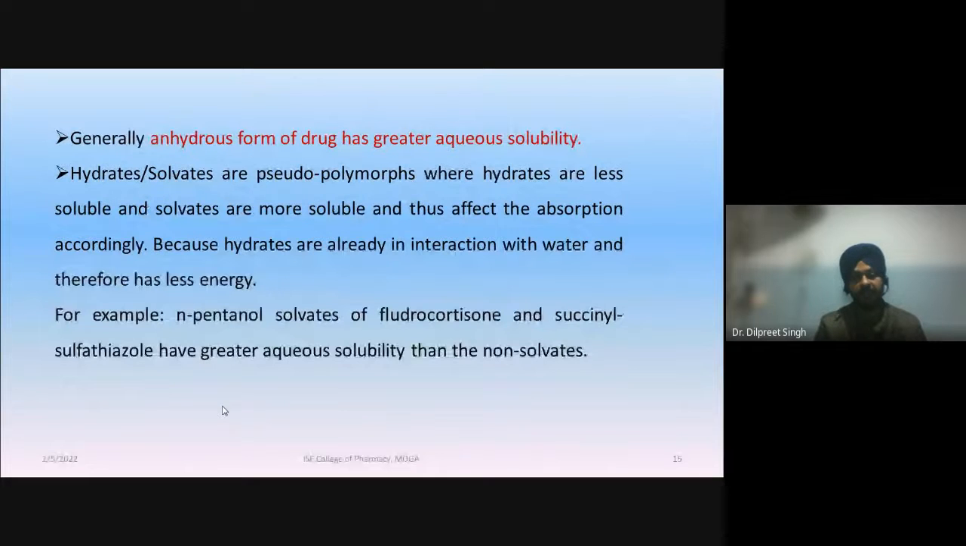In the previous discussion, we have already seen that the anhydrous form of the drug has greater aqueous solubility. Hydrates and solvates are basically called pseudopolymorphs, wherein the hydrates are less water soluble and solvates are more water soluble. Thus it affects absorption accordingly. Hydrates are already in interaction with water and therefore require less energy to dissolve as compared to the anhydrous form. For example, the n-pentanol solvates of fluorocortisone and succinyl sulfathiazole exhibited greater solubility than the non-solvates.